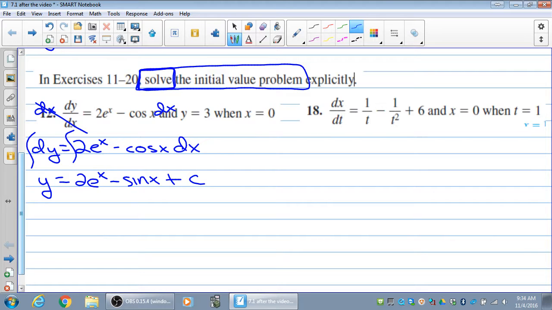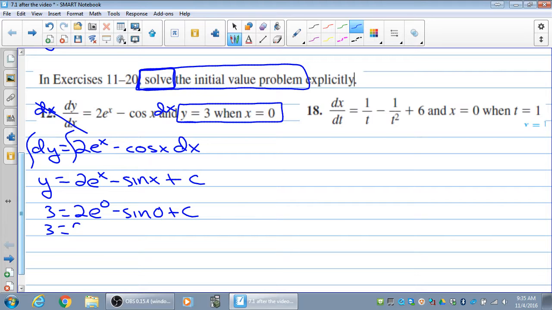They give us some extra information. It's called an initial value problem, which means they give you a point on the original curve. Now, if they tell you specifically where this graph is, we can find the c. We can plug 3 in for y and 0 in for x. Now, you've got to be careful because 0 doesn't always give you 0. e to the 0 is 1, so that part is 2. That part happens to be 0.